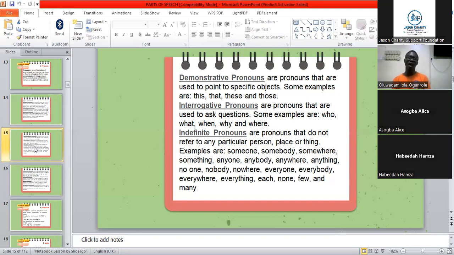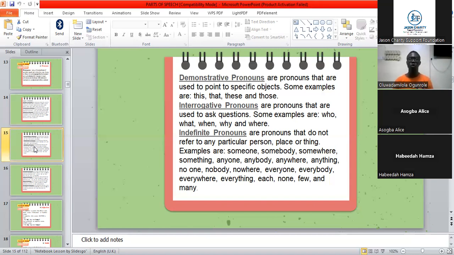And then thirdly, we have the indefinite pronouns. They are pronouns that do not refer to any particular person, place, or thing. That is, they can be used to identify anything that we are not being specific about: someone, somebody, somewhere, something, anyone, anybody, anywhere. All these are not used to specify, unlike the demonstrative pronouns or definite articles. They can just be used for things that we cannot identify specifically.